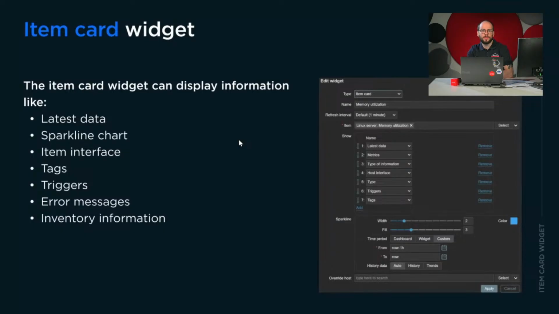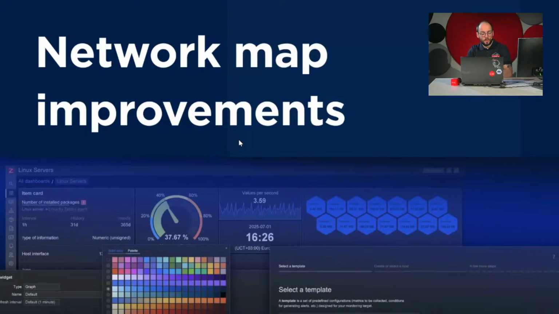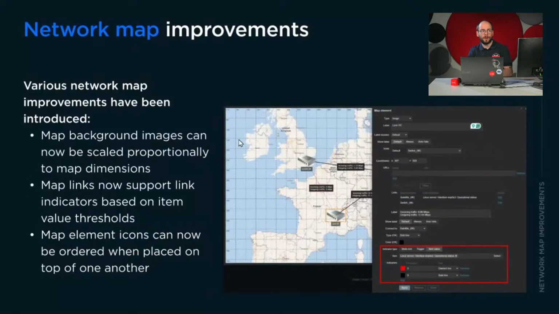Then let's move on. Next up, we will talk about various other features where we've made multiple improvements across the board. So we've introduced a couple of smaller things that, when combined, have sort of a large impact. First off, network map improvements, and there are a variety.